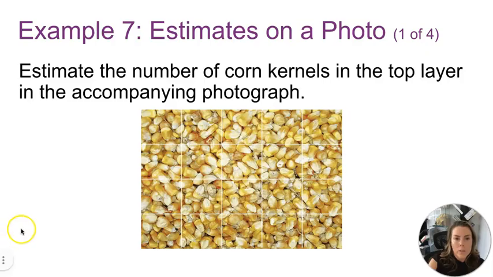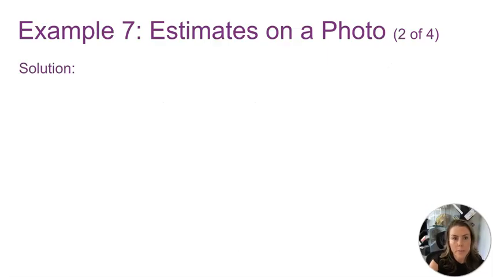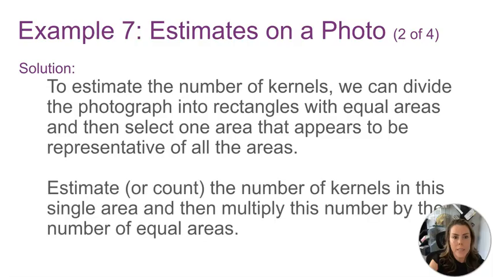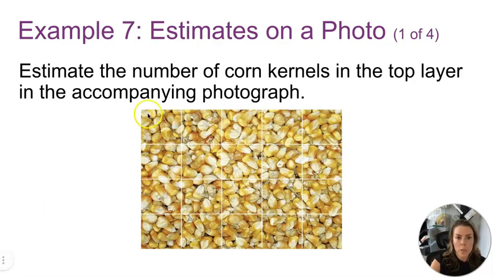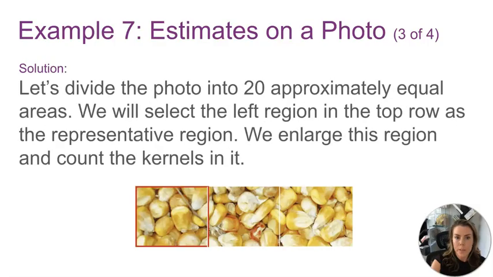Here in our last example, we're asked to estimate the number of corn kernels in this photo. Okay, so one of the tricks that we can do when we're trying to count something that's very large is to divide it up into smaller things. So with this photo, we can divide it up into smaller squares and with equal areas. That helps. And so we're going to count the number of kernels in just one part of this. So if you notice, we have how many squares? 1, 2, 3, 4 on the width here, and then on the length we've got 1, 2, 3, 4, 5. So 4 times 5 is 20. So there's 20 total squares.